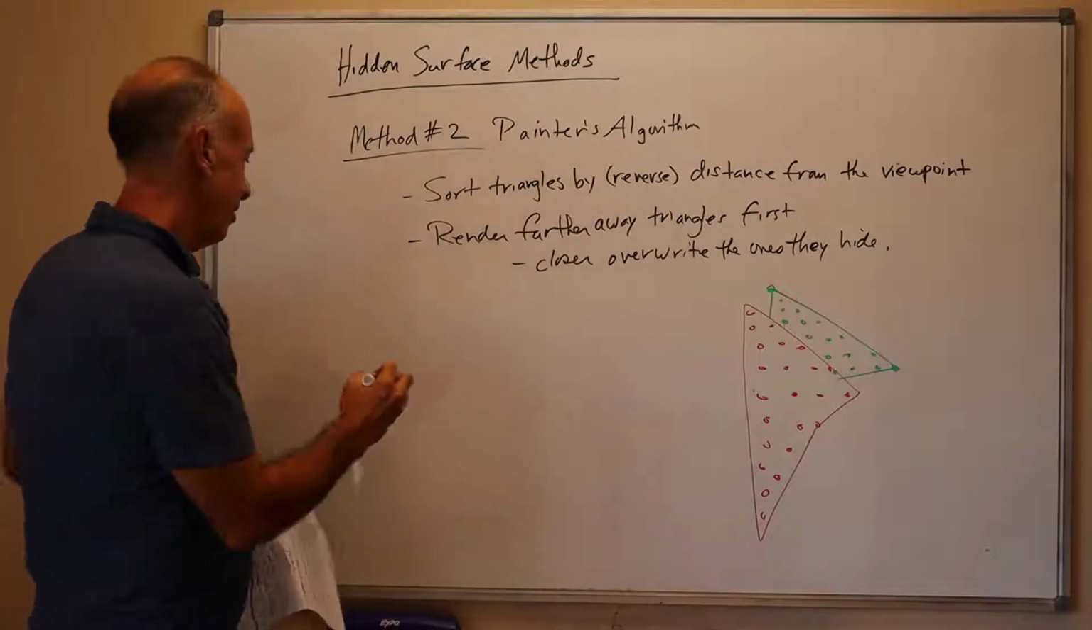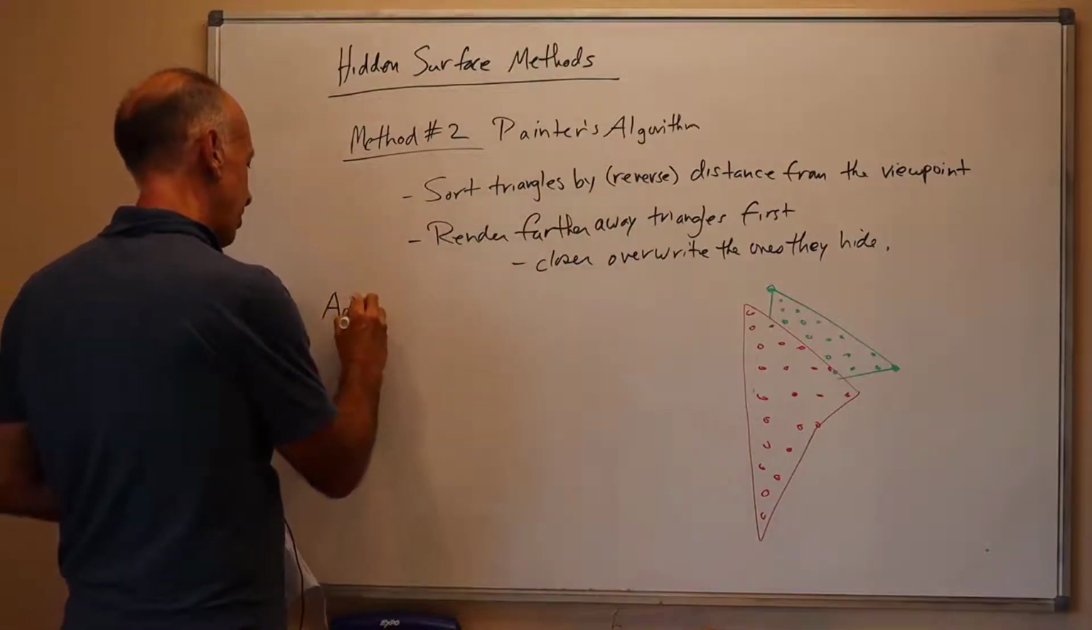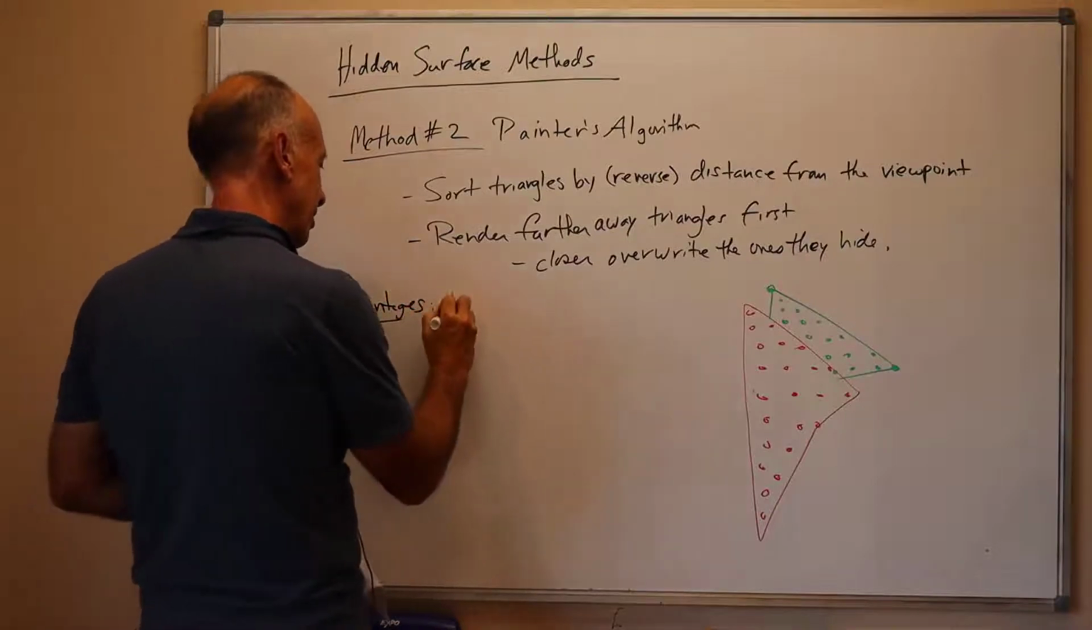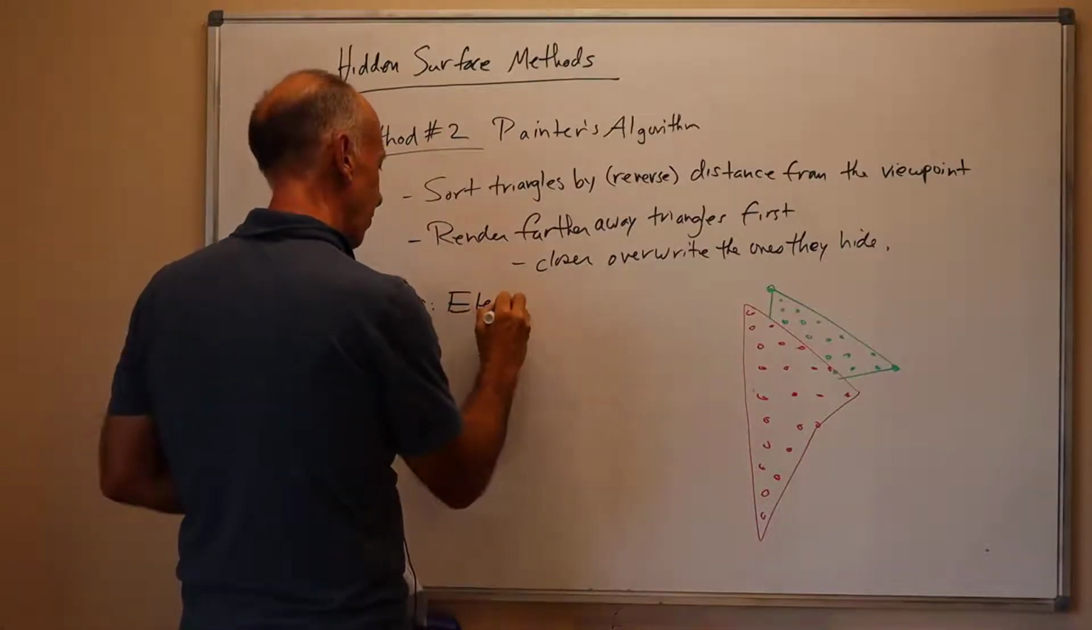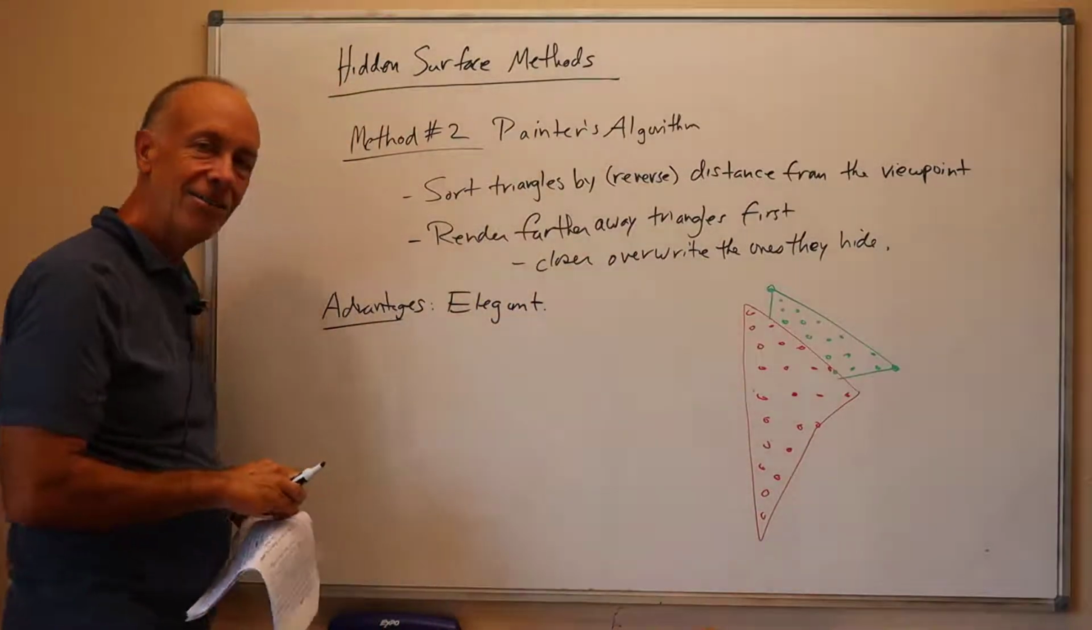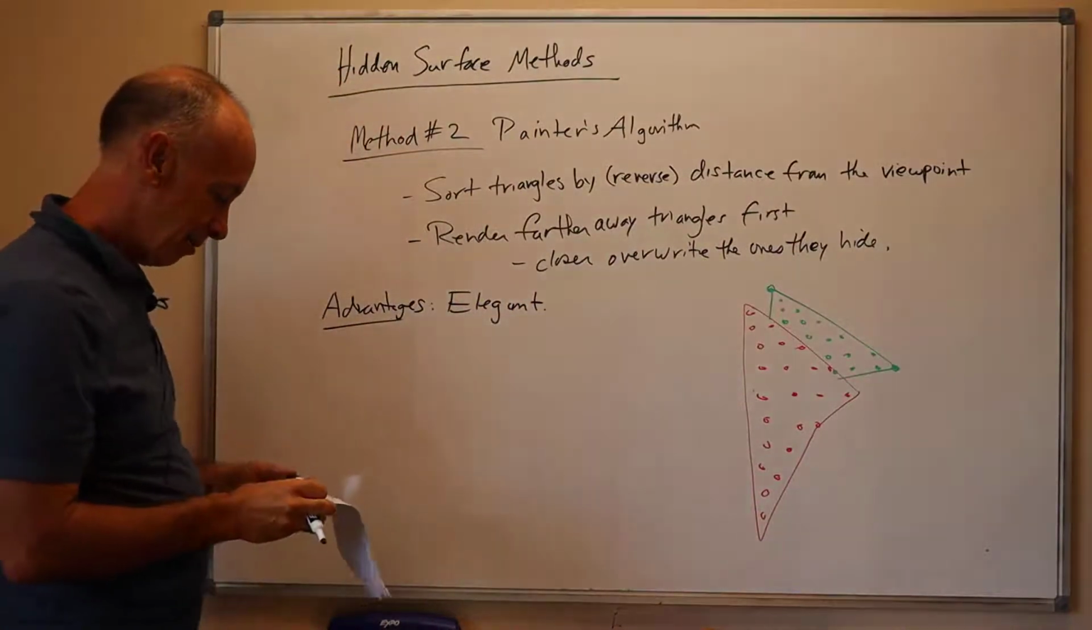So there are obviously some advantages to this. One is it's elegant and simple-minded, right? You just sort and draw, and you don't worry particularly how they interact. You just overwrite, so you don't have to think about it.